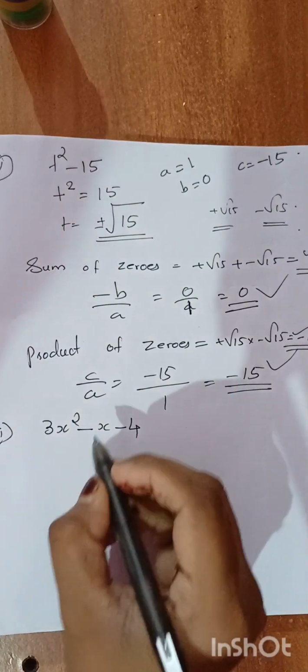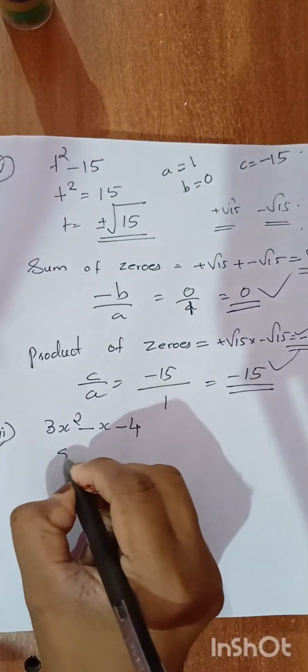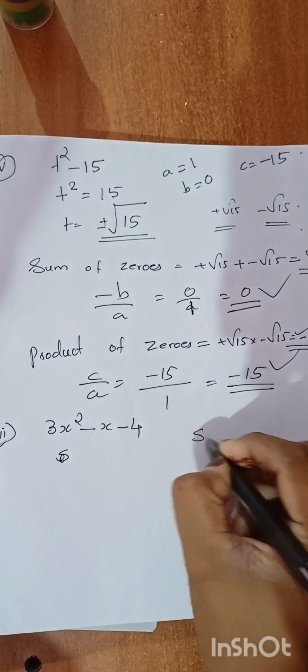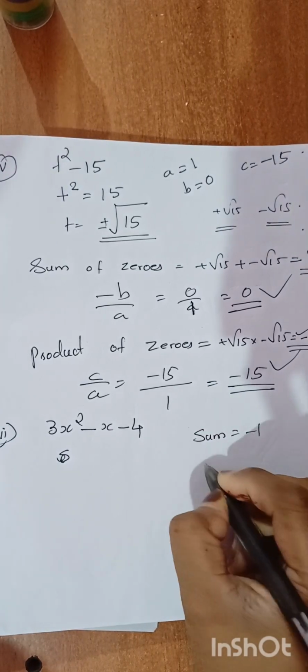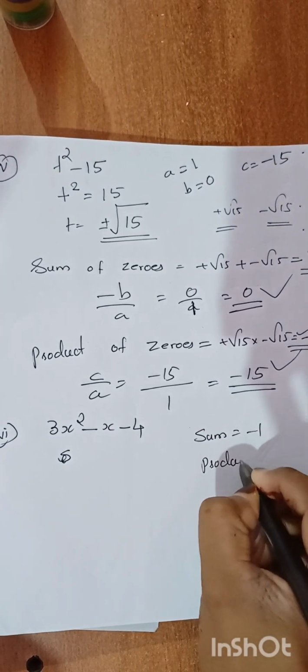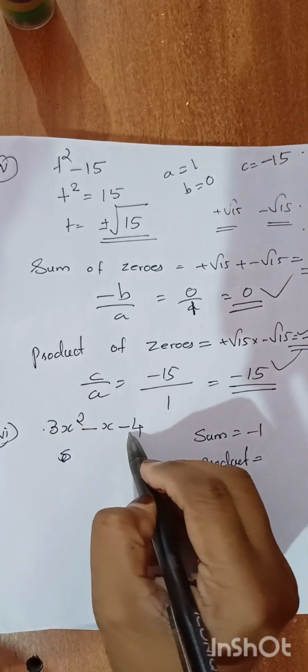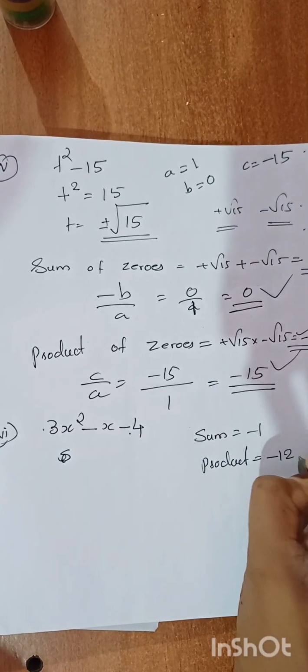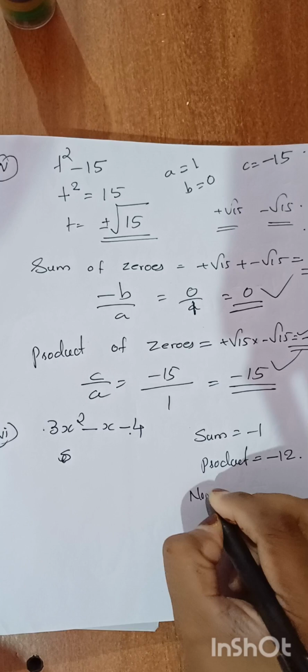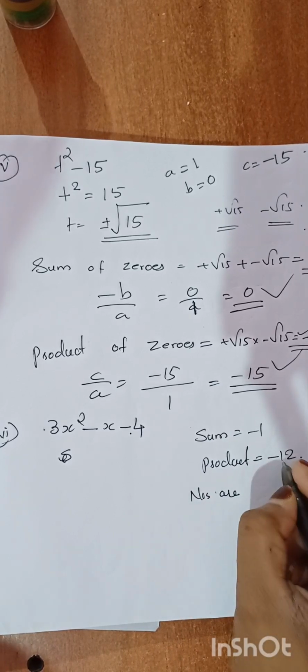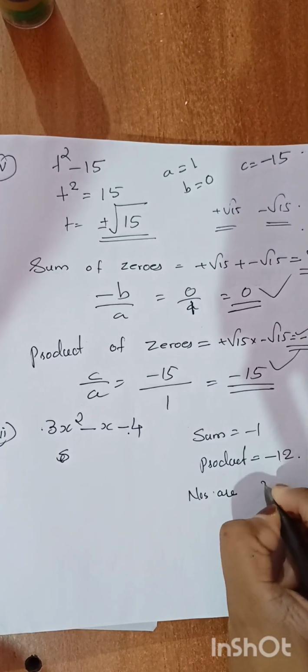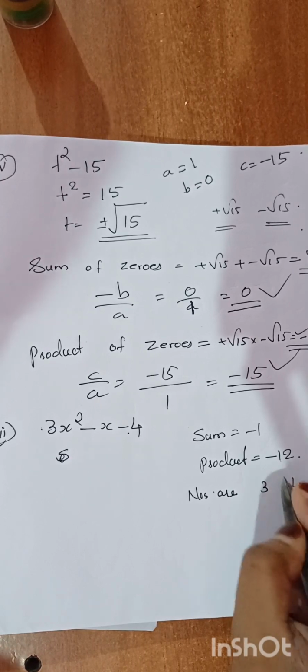This one is the sixth question. Here sum is equal to minus 1 and product is equal to 3 into minus 4, that is minus 12. So the numbers are, minus 12. Yes, 3 and 4, right? 3 into 4 is 12.